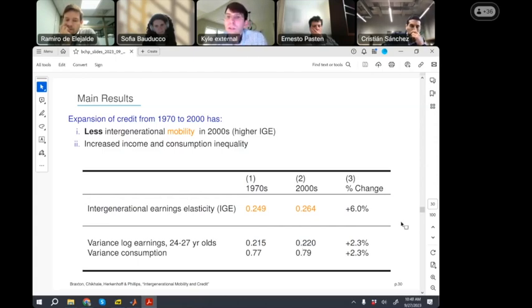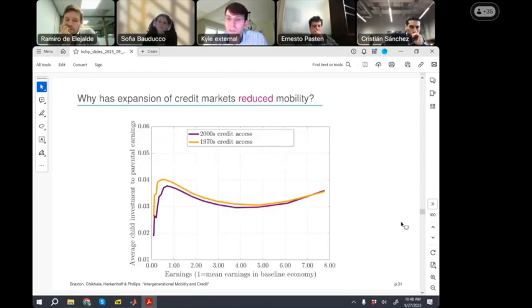So there's more inequality in the 2000s, despite this sort of increase in limits. And then this is really the main show. This is average earnings in the economy, these are the lowest earning households, and these are the highest earning. On the y-axis is child investment to parent earnings.